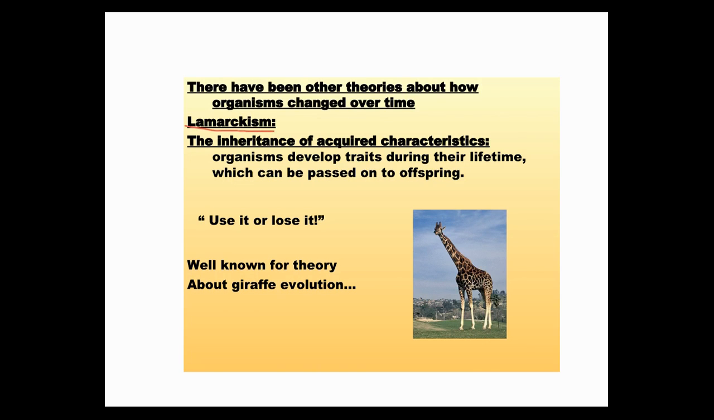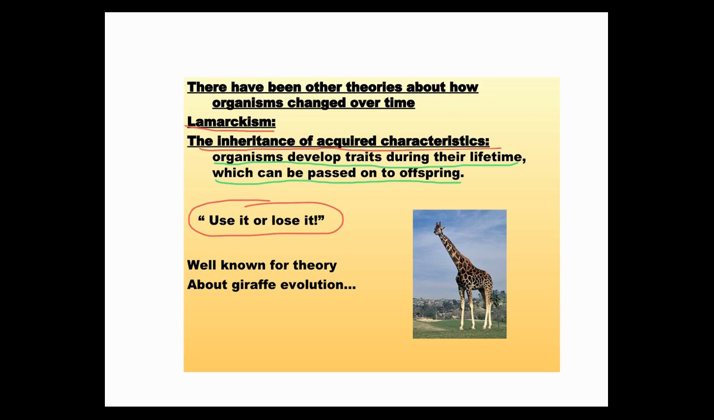Lamarckism. Jean-Baptiste Lamarck. He was a French naturalist back in the 1500s. He had his own theory of evolution. He believed in what's called the inheritance of acquired characteristics. He did believe that some organisms were more well adapted to their environment, and those guys tended to survive and reproduce, but he believed that those organisms got the traits during their lifetime, which then are passed on to their babies or their offspring. They called it use it or lose it.